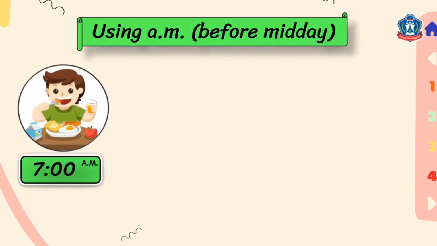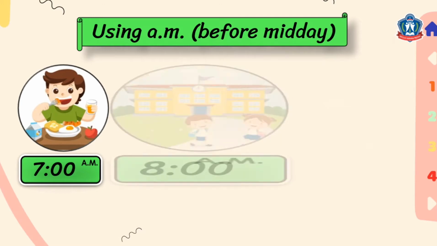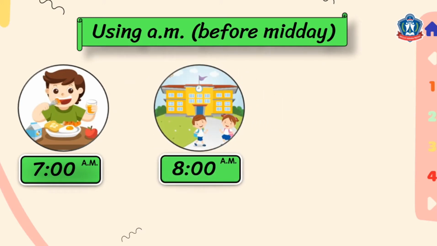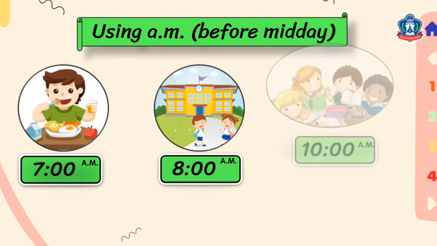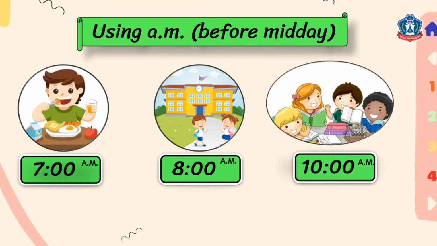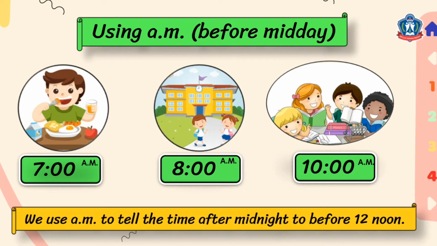Eating our breakfast at 7 a.m. See, we use AM. Next, going to school at 8 a.m. and studying at school at 10 a.m. So, we use AM to tell the time after midnight to before 12 noon.